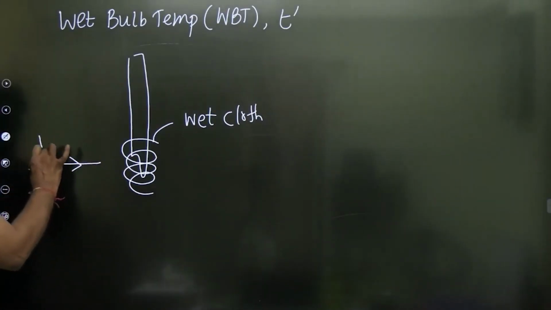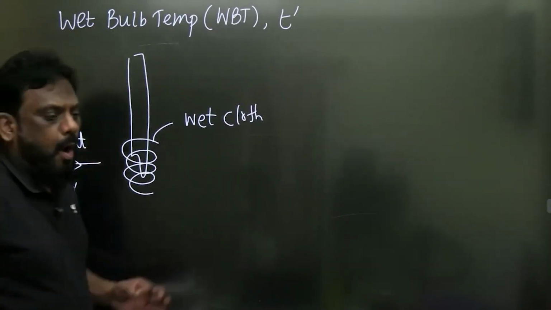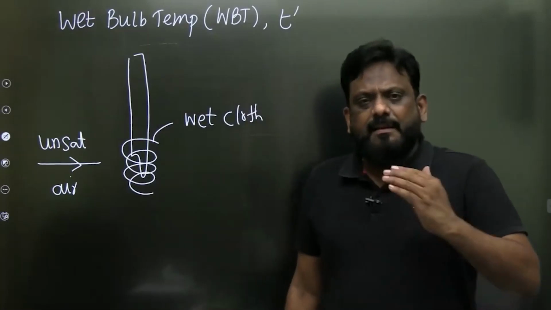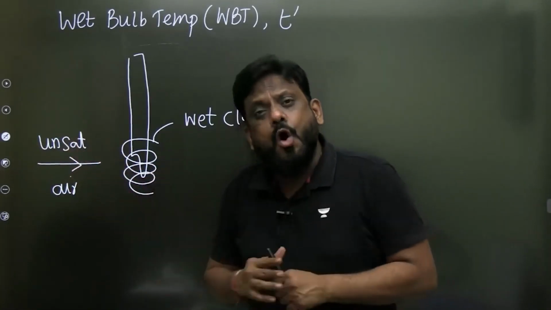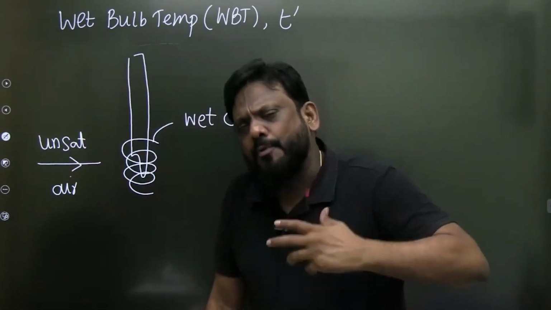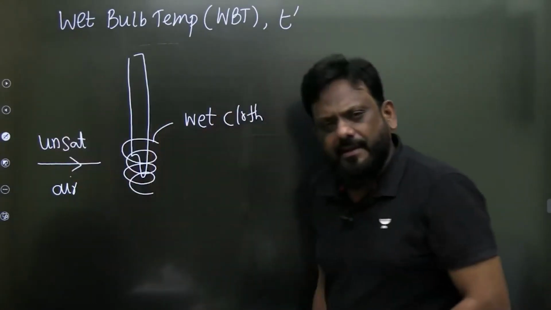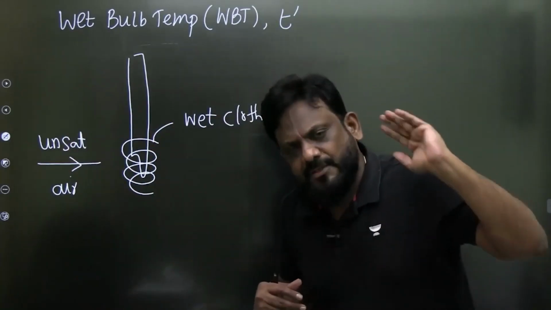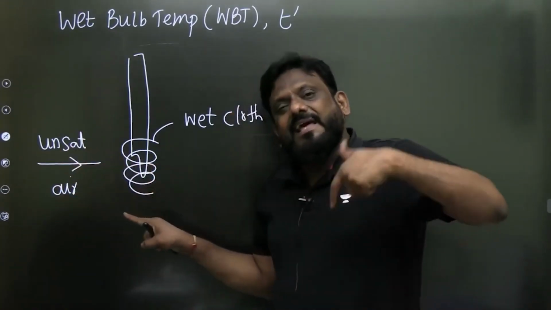Now, my dear students, let us assume that unsaturated air is flowing over this. What do I mean by unsaturated air? Anyone in the class? The meaning of unsaturated air is that the air has the capacity to absorb a certain amount of moisture. At every particular temperature, it will absorb only a certain amount of moisture. Beyond that, it cannot absorb. So when I say unsaturated air, it means it has some more capacity to absorb moisture until it reaches saturation. First I'll take unsaturated air flowing over the wet cloth, then we'll take saturated air flowing over the wet cloth.